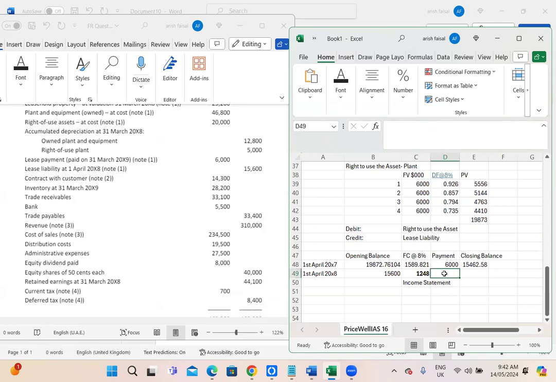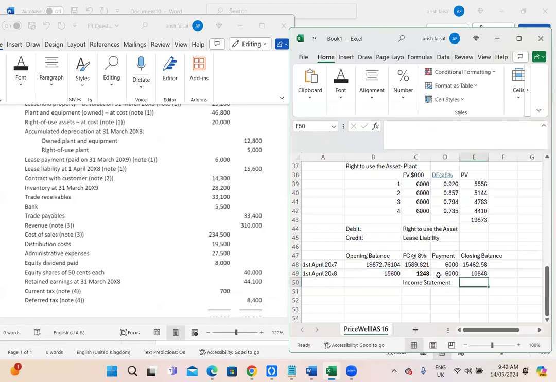And then there has been a payment again of 6,000 by the end of the year. So that's just like a cash transaction. See, this payment paid on 31st March, 6,000, so that's 6,000 over here. And lastly you get your closing balance, which is this plus the finance cost minus the payment.